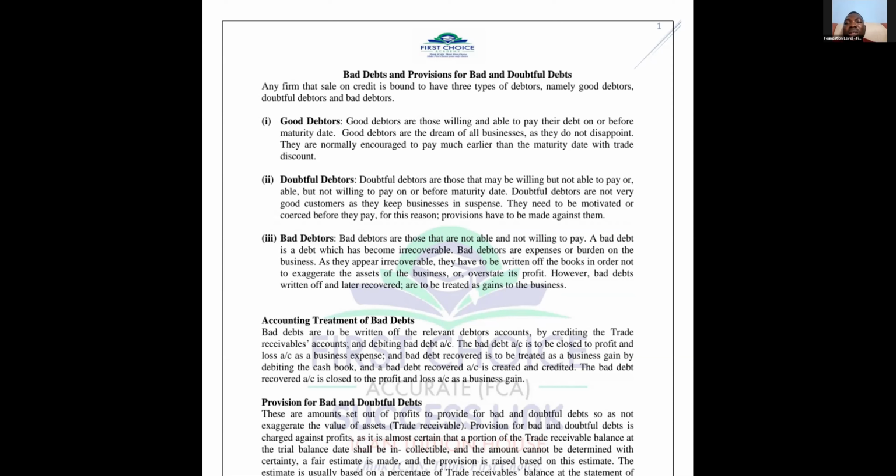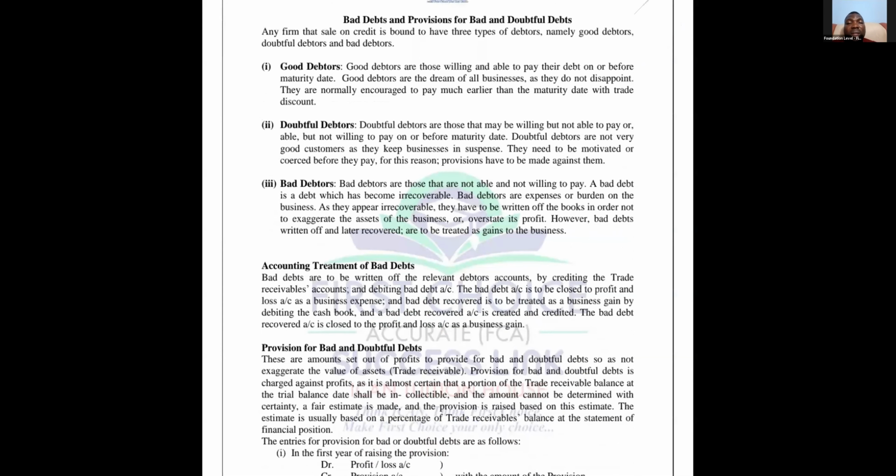The doubtful debtors are those that are willing but not able to pay. They have the mind of paying, but there's no financial capacity to actually pay. That's the doubtful debtors. Good debtors are very good customers. Doubtful debtors are not very good customers because it's 50-50. You are not sure if this person is going to pay this money or not. So you're exposed to a lot of risk or uncertainty. This person might pay me, this person might not pay me. It depends on the situation on the ground.